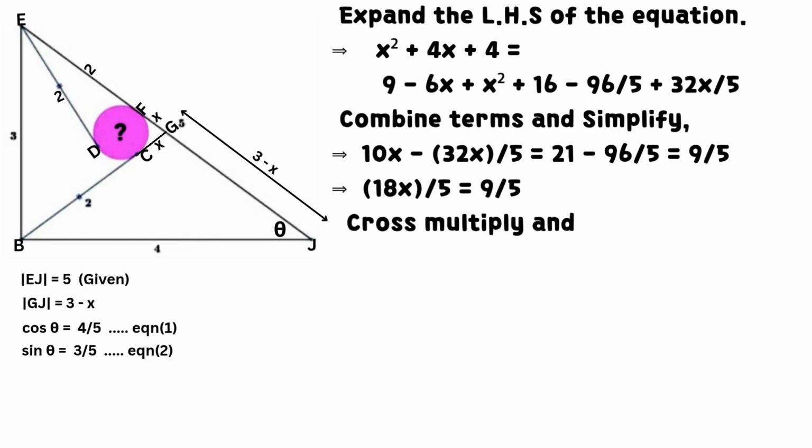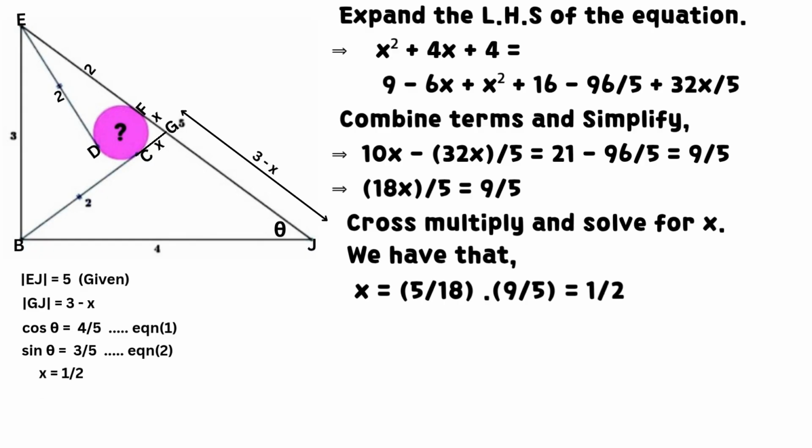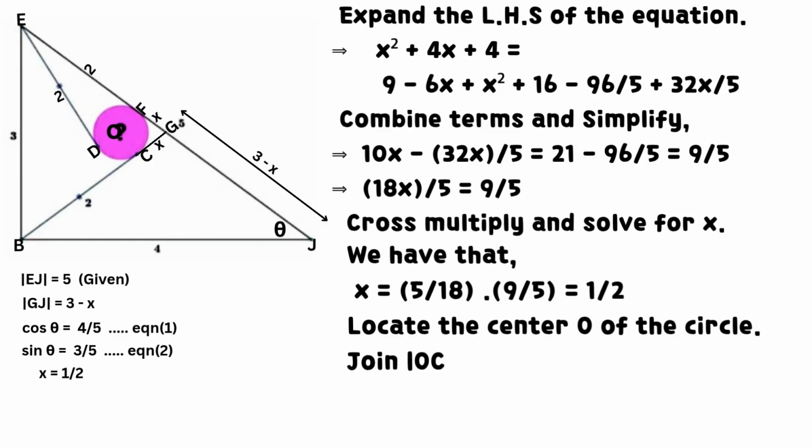Combine terms and simplify. We have that 10 times x minus 32 times x divided by 5 equals 21 minus 96 divided by 5, which equals 9 divided by 5. Simplify further to have 18 times x divided by 5 equals 9 divided by 5. Cross-multiply and solve for x. We have that x equals 5 divided by 18 times 9 divided by 5 equals 1 divided by 2.